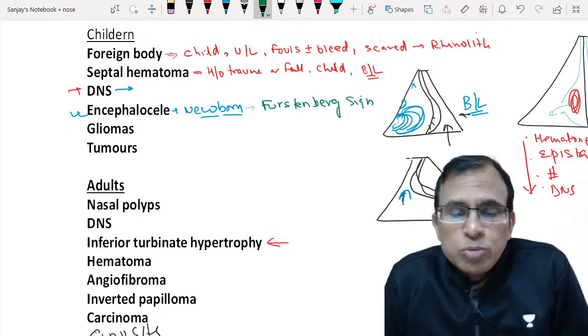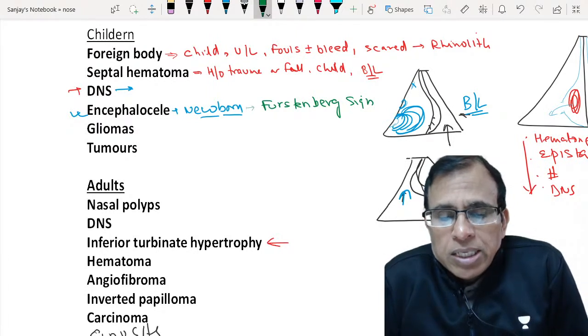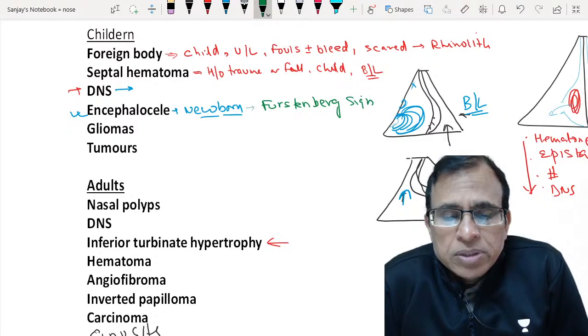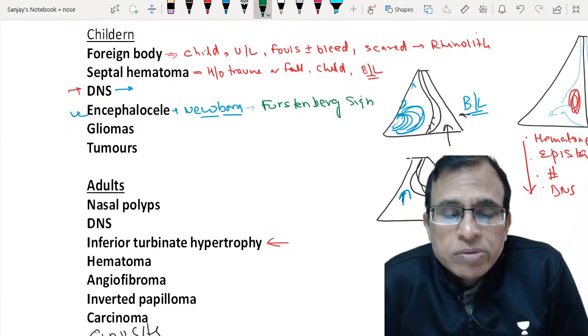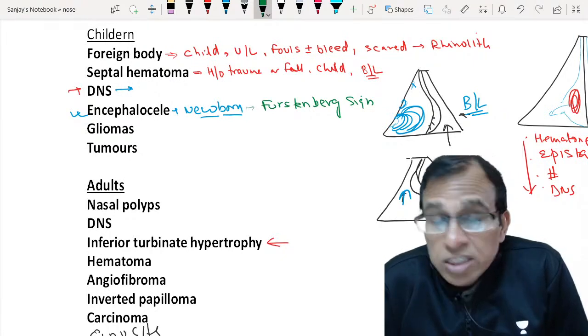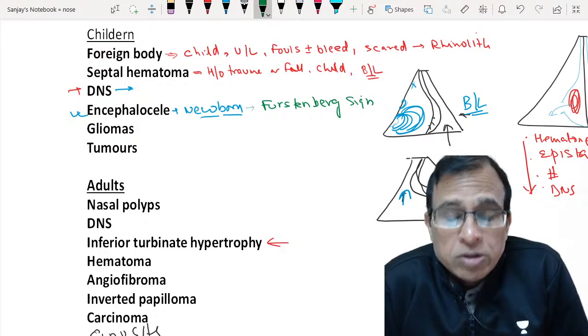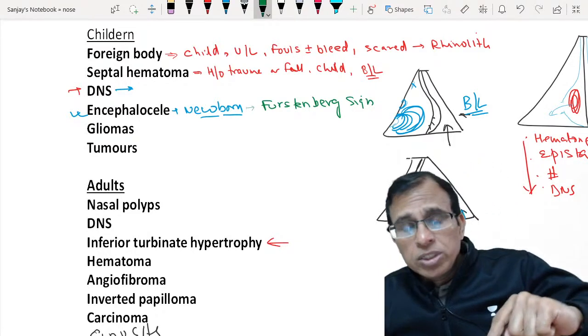And although tumors in children are very, very uncommon, there are possibilities of tumor, and then you have to take a biopsy, do a histopathological examination, and maybe confirm. And all these are surgical treatment, whether it is encephalocele or gliomas or tumors. You have to do surgery, and you have to investigate properly with CT scan, MRI, maybe biopsy, and histopathology, and all that. So this is how you go about when there is a growth in the nasal cavity.